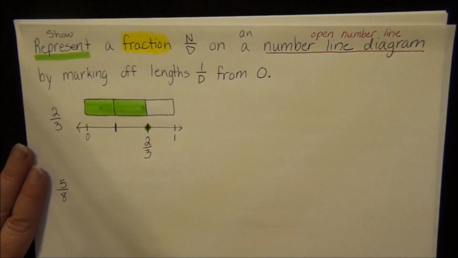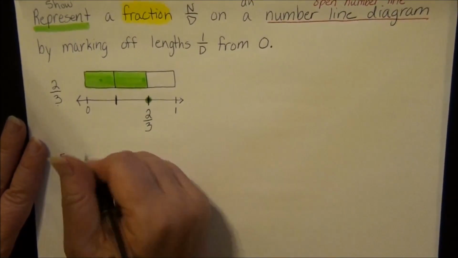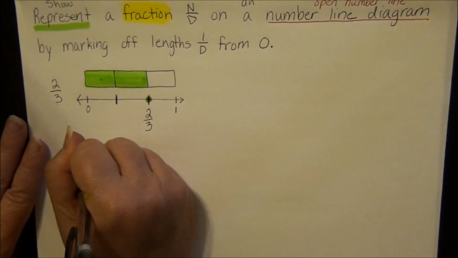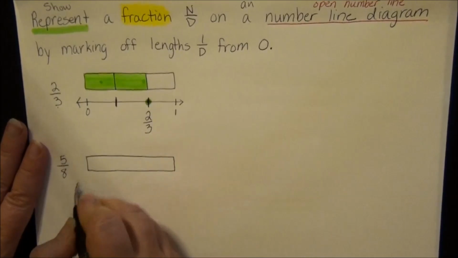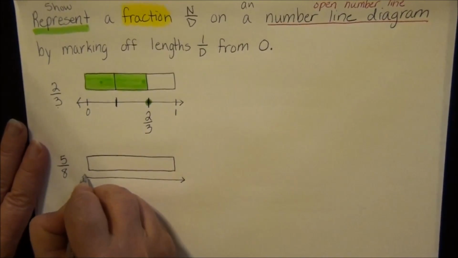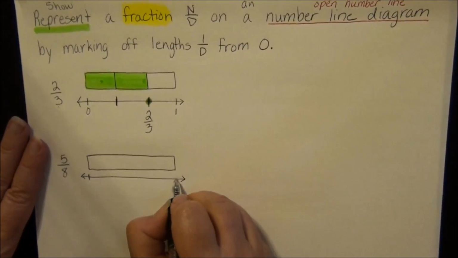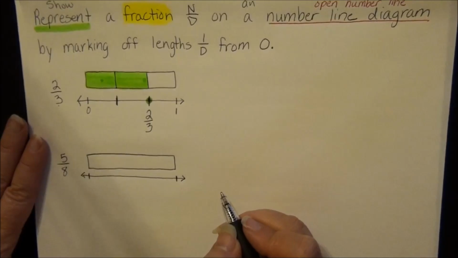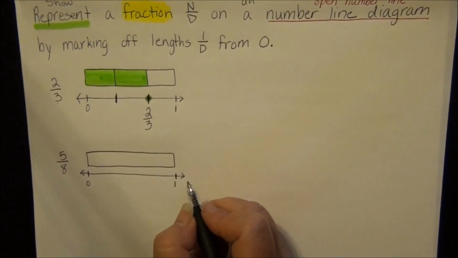So first I draw my candy bar. I don't need to worry about how many equal parts or anything like that yet. I'm just going to draw my candy bar. I'm going to draw my open number line just slightly longer to make room for my arrows. I'm going to put a line here at the beginning of the candy bar and a line here at the end of the candy bar. This is 0, this is 1.